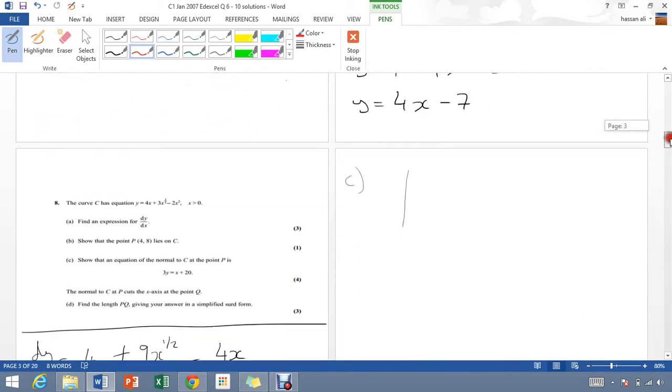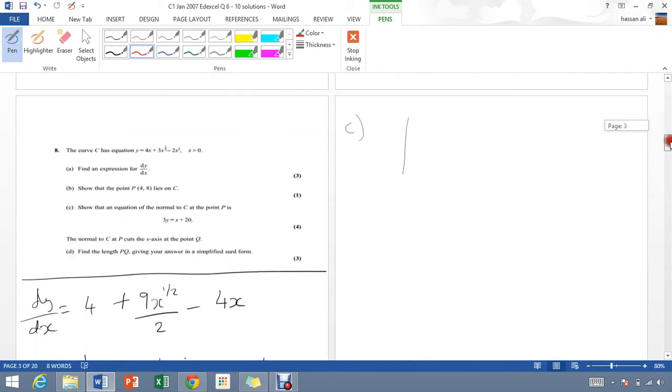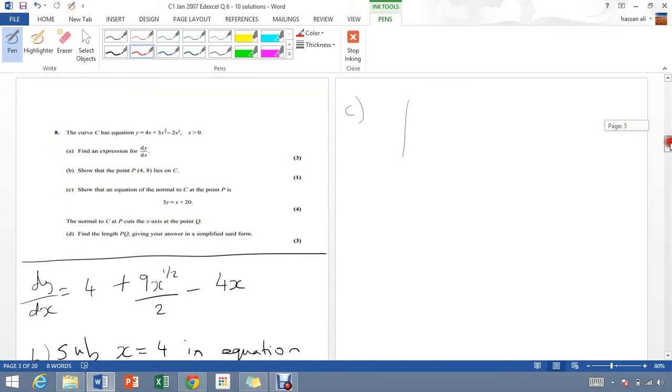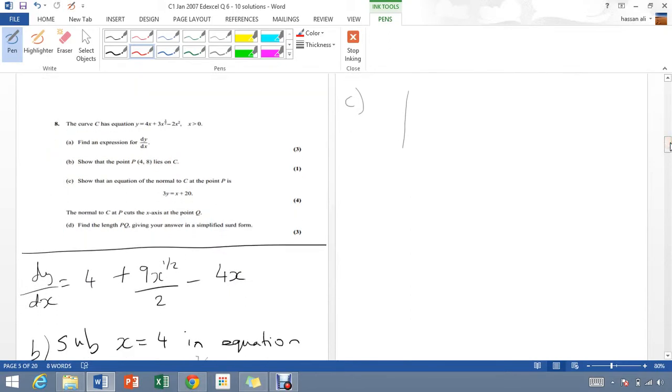Right, moving on to question 8. It's saying the curve C has equation y equals 4x plus 3x to the power of 3 over 2 minus 2x squared. Find an expression for dy dx. Again, now you're differentiating. So 4x will give you 4, plus 9x to the power of a half.